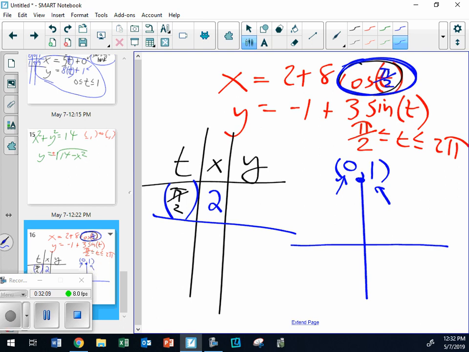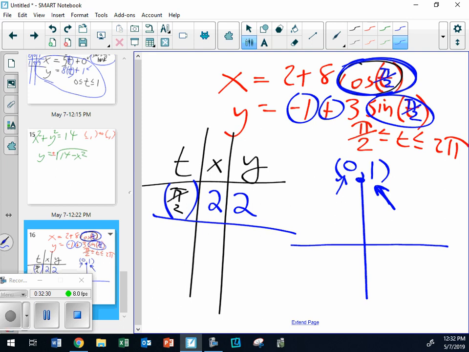Now, try doing sine of it. Sine of pi over 2. Sine of 90. Oh, sine's the y. It's 1. Stick a 1 there. 3 times 1 is 3. 3 plus the negative 1 is 2. Ooh, look at that. I got my first point. That's how you do that kind.